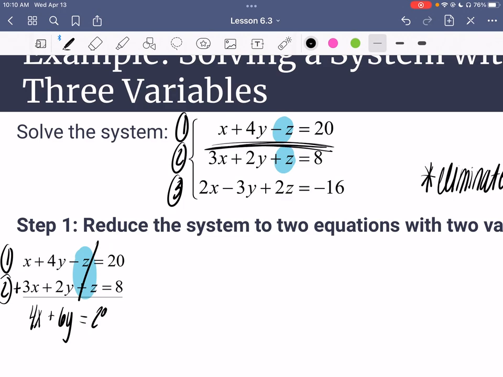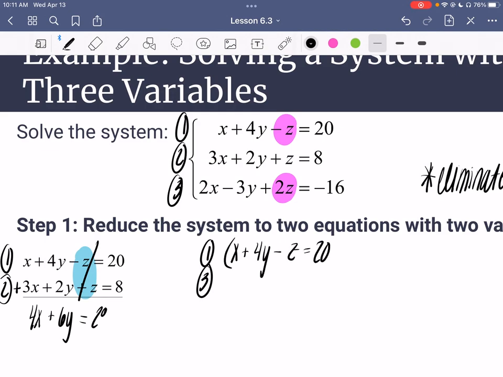This one has a negative z already, and then this one has a positive, and so if I multiply this top one by 2, I'm going to be able to get a negative 2z, which will eliminate with this bottom one here. Okay, so that's kind of my next goal. So I have 1 and 3 here. I'll circle these. But like I said, if I wanted to choose 2 and 3, that's totally fine. Okay, and I'm going to multiply 1 by a positive 2.